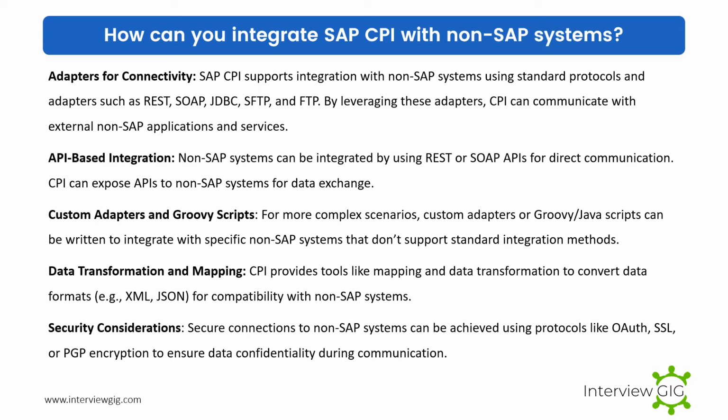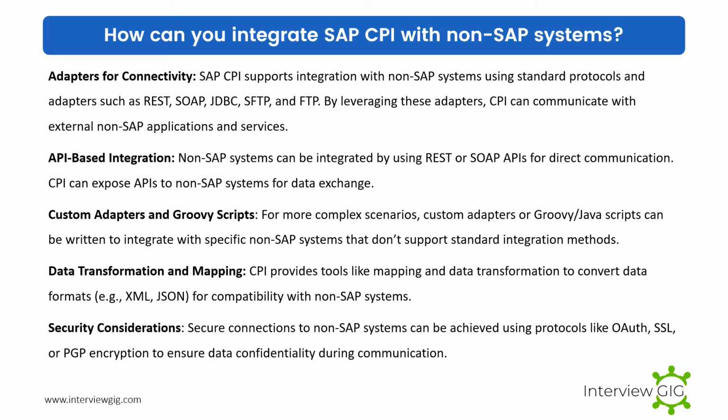Custom adapters and Groovy scripts. For more complex scenarios, custom adapters or Groovy scripts can be written to integrate with specific non-SAP systems that don't support standard integration methods. Data transformation and mapping. CPI provides tools like mapping and data transformation to convert data formats, e.g. XML, JSON, for compatibility with non-SAP systems. Security considerations. Secure connections to non-SAP systems can be achieved using protocols like OAuth, SSL, or PGP encryption to ensure data confidentiality during communication.